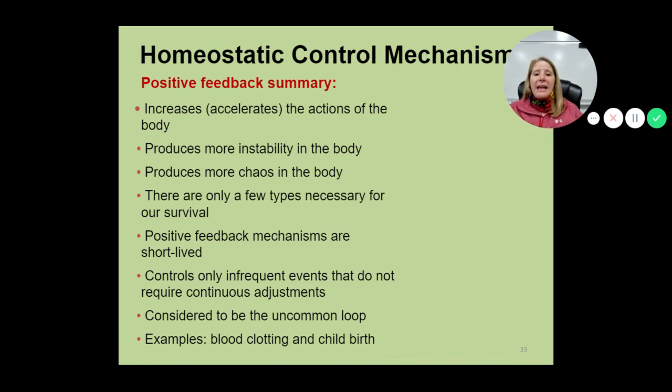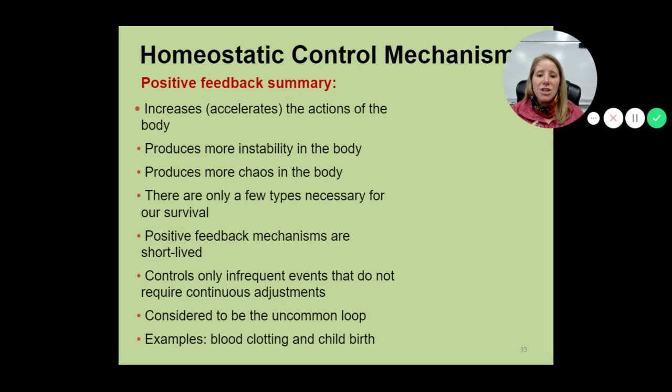Positive feedback accelerates the action. Something happens and it keeps getting more and more and more until it's done. I know it's not appropriate, but I always think, if you're going through hell, keep on going. That country song, that's what this is doing. If you're going through something, you keep going until you get all the way through it. You don't back off like you do in negative feedback. Positive feedback, you keep going.